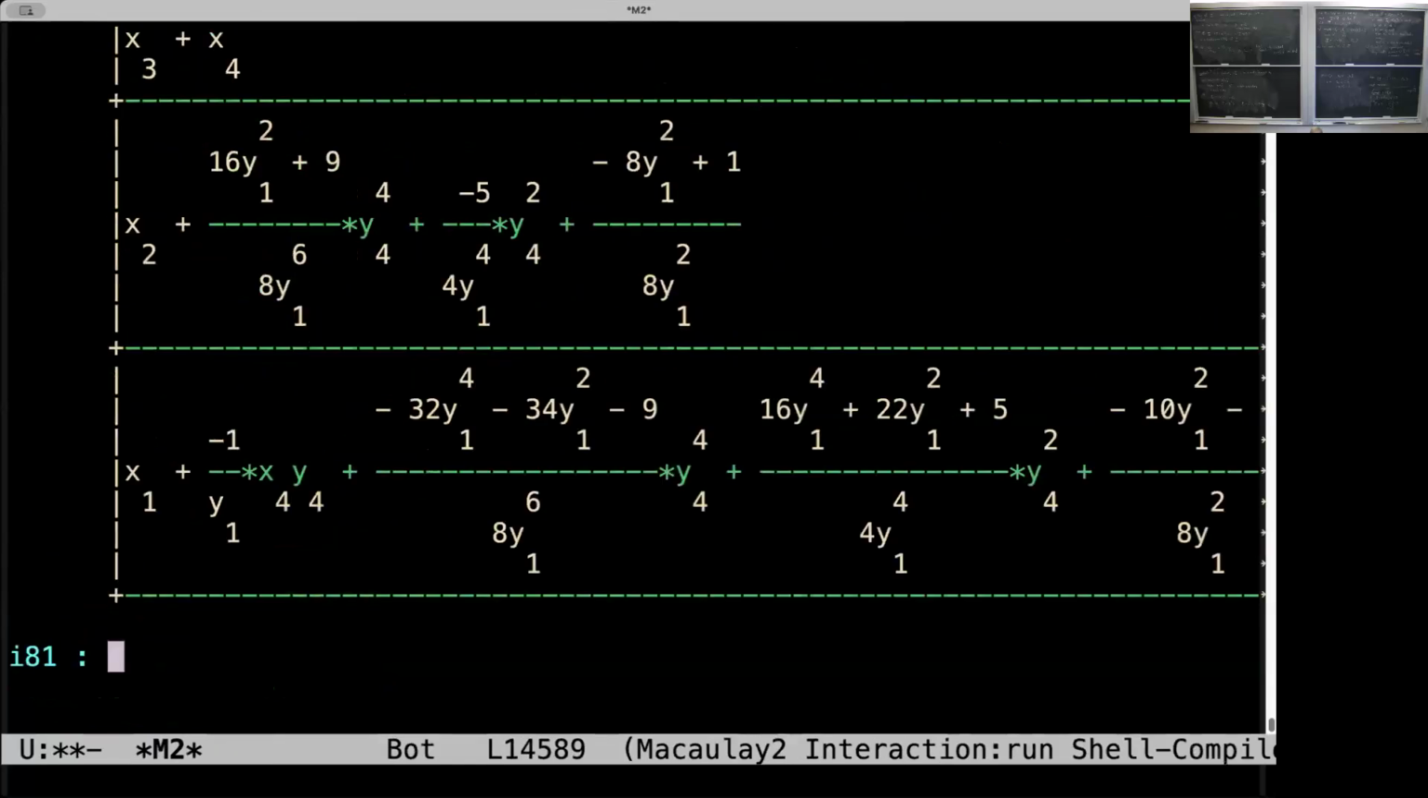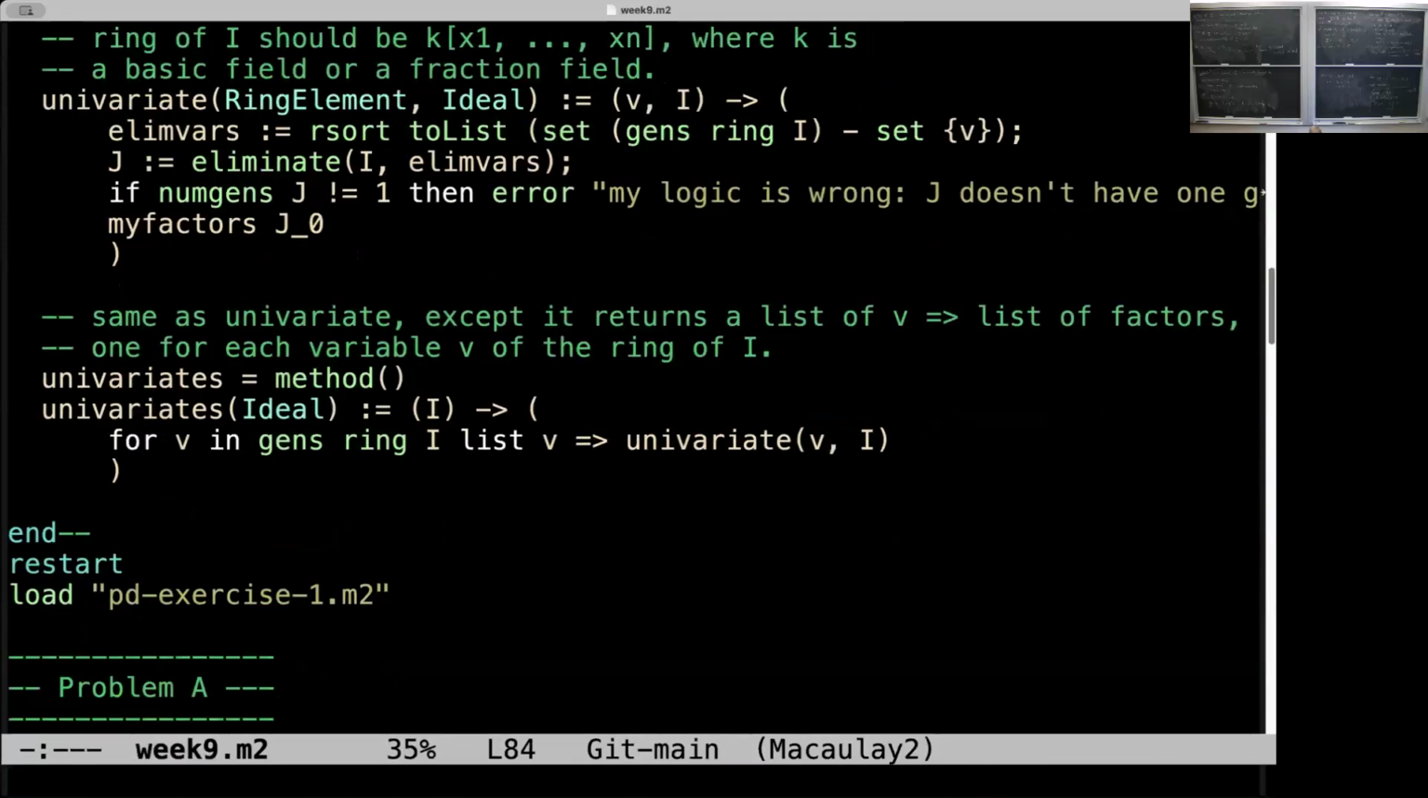Now, what I'm going to do. Yes, week 9 is in the problems subdirectory. Ah, crap. It should be this week 9.m2 should be in the files in there. I'll make sure it's in the, it is there.